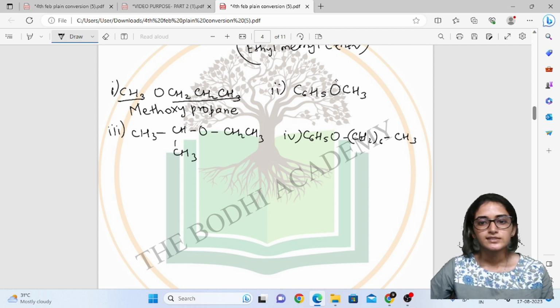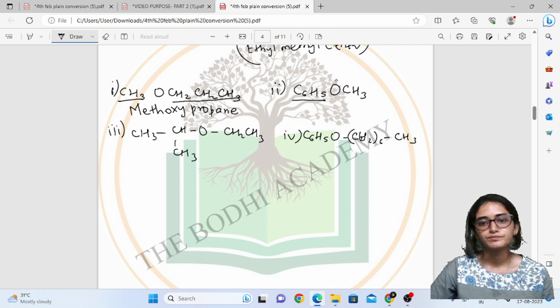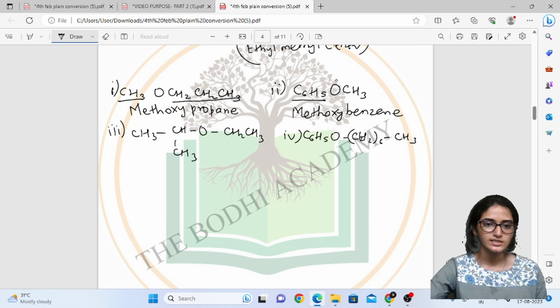Then the second one, C6H5OCH3. Now what is C6H5? C6H5 means benzene attached to some other group. Which one has more carbons? Benzene has more carbons and this has fewer carbons. So the name of this ether will be methoxybenzene.